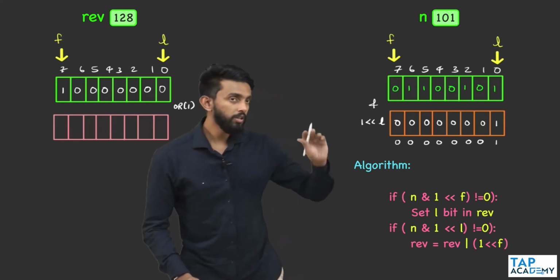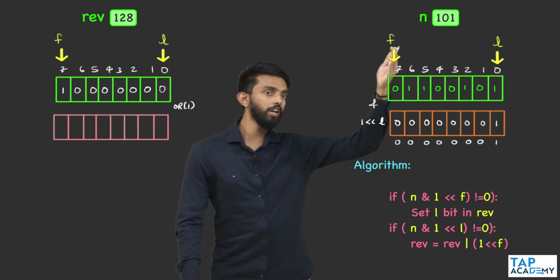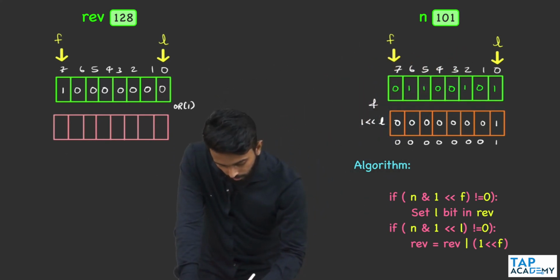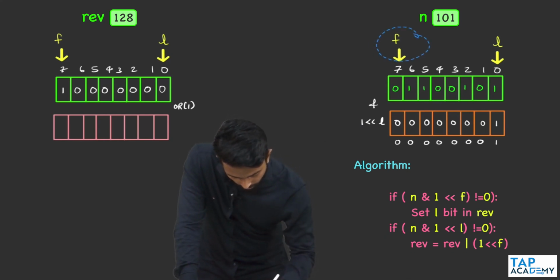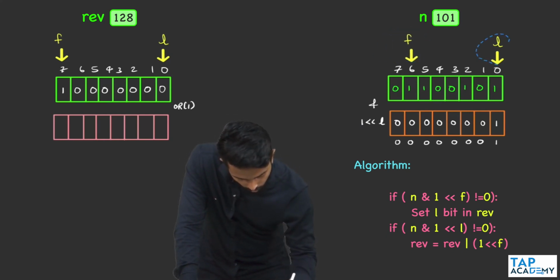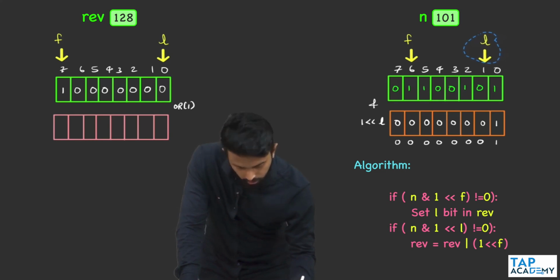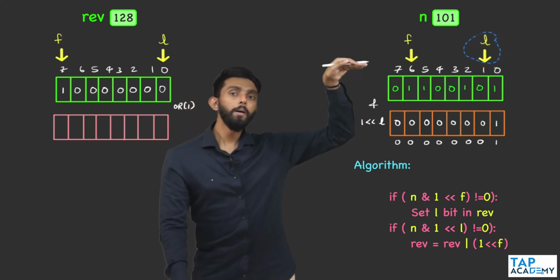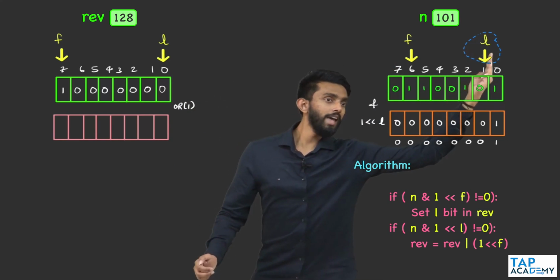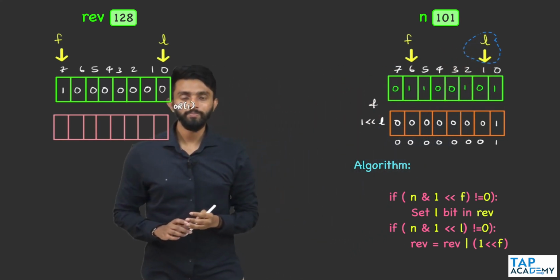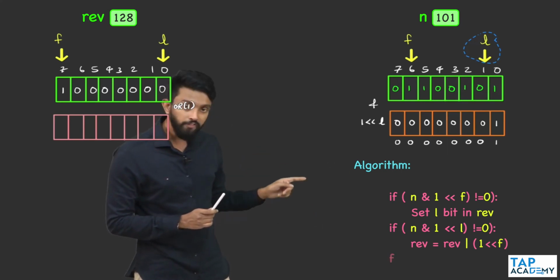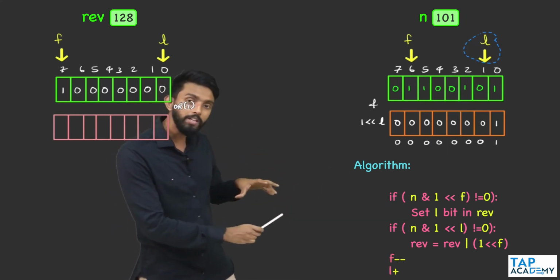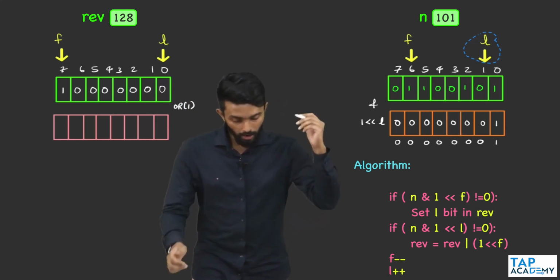Now watch it, guys. Now I want to move it. I checked for F also. I checked for L also. Now I have to move these guys. So I'm just quickly going to move F by 1 position. I am going to move L by 1 position. So you can see this is F minus minus. This is L plus plus. Would you agree with me? And that is what I am also doing. See that? F minus minus, L plus plus.